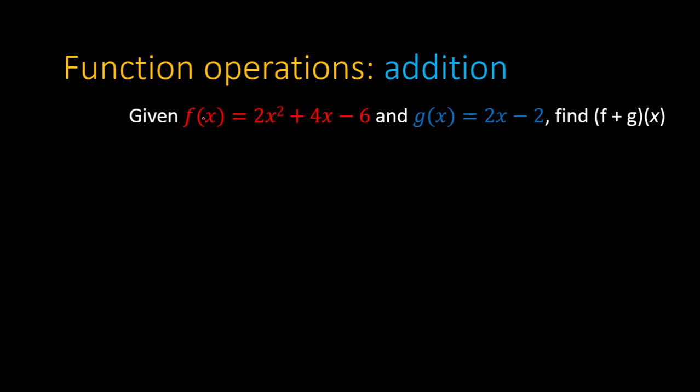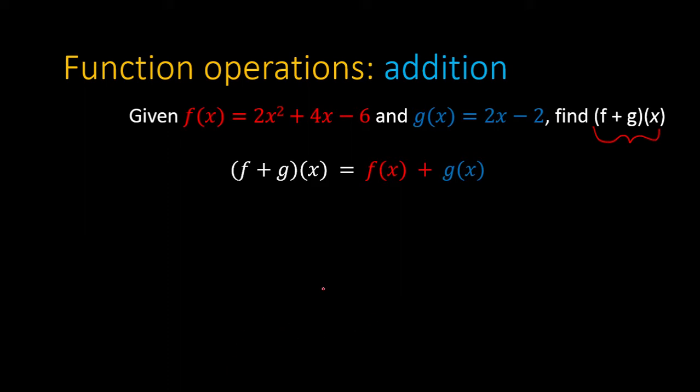So let's say I have f of x is equal to 2x squared plus 4x minus 6, and g of x is equal to 2x minus 2, and I'm asked to find f plus g of x. What does that mean? Well, remember the definition in that table said that f plus g of x is equal to f of x plus g of x.